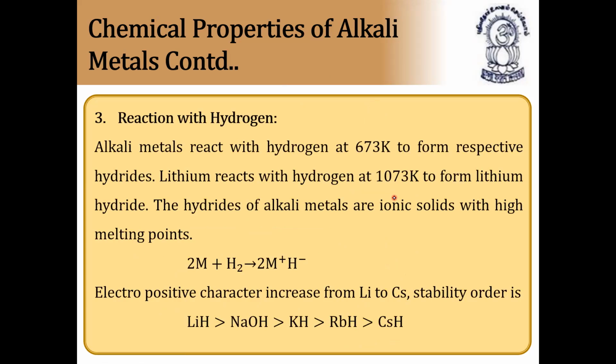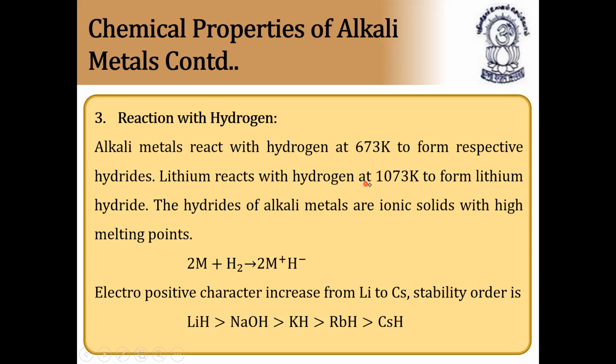Reaction with hydrogen. So alkali metals combine with hydrogen readily. As we already know, alkali metals are highly reactive. So they combine with hydrogen readily and form their respective hydrides. So all alkali metals combine with hydrogen and form their respective hydrides. Let us start with hydrides now. Alkali metals react with hydrogen at 673 kelvins to form respective hydrides.